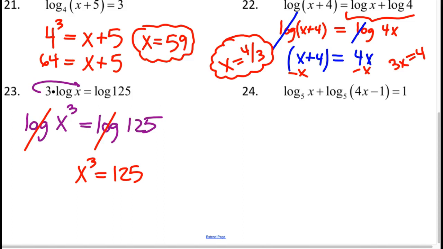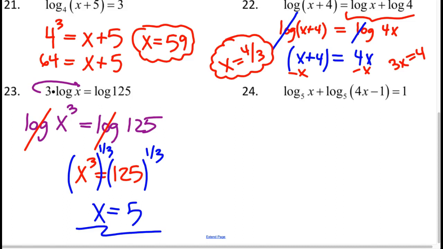Okay, how do I get rid of something that's cubed? You could say cube root, or you could say to the reciprocal power. We've been going reciprocal powers. So both sides to the reciprocal power. The 1/3 power is the same as cube root, so x equals 5. Next question, we got 2 logs. We can put them together with the properties, make it 1 log.